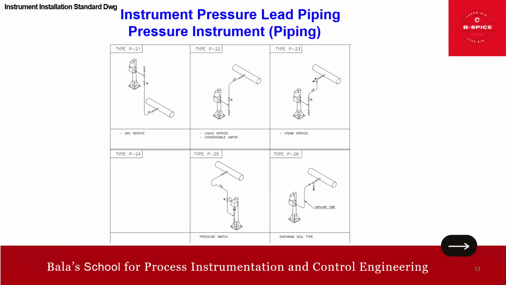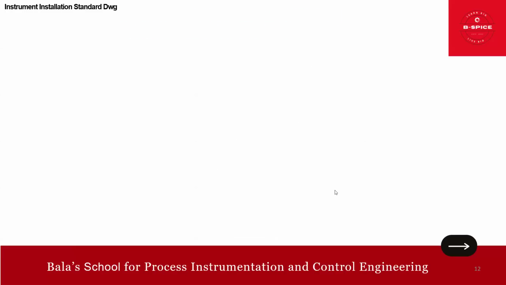Additionally, we have one option, method, this one also. Instead of draft gauge, I have actually given the pressure switch. Pressure switch tapping also will be like this. And if you are going for a diaphragm seal type, this is how it has to be using a capillary. Okay, right. So that is about the pressure.